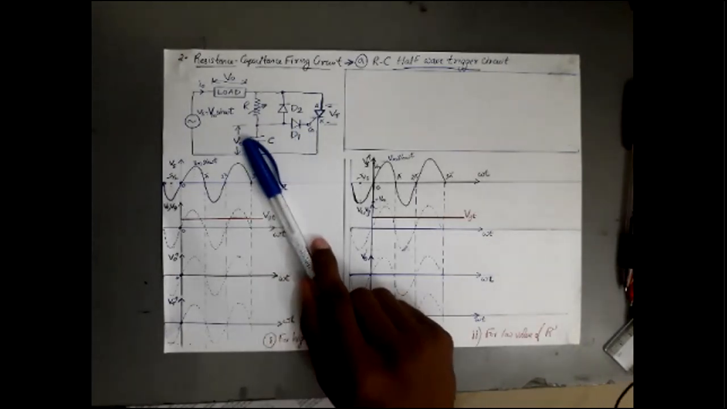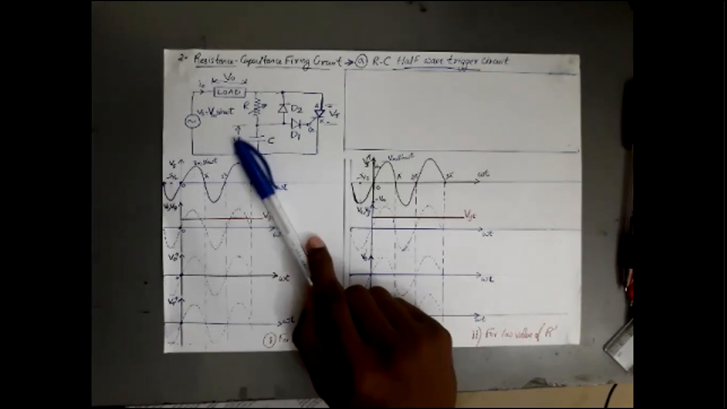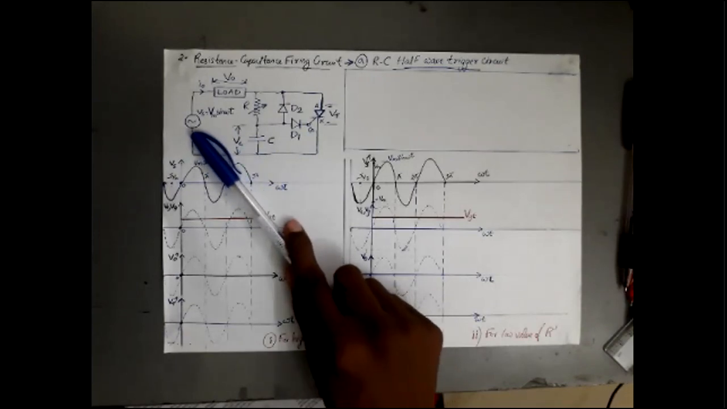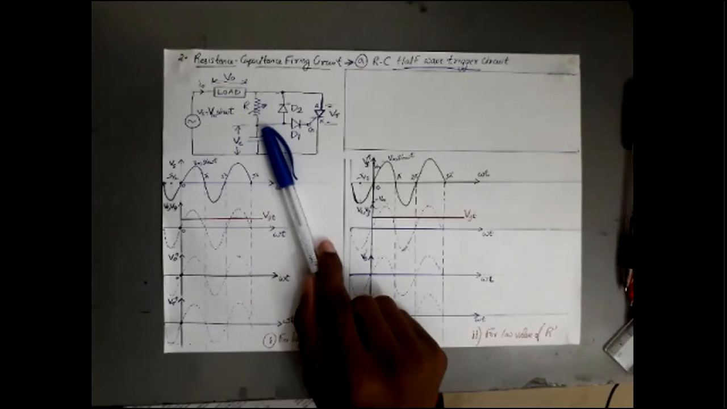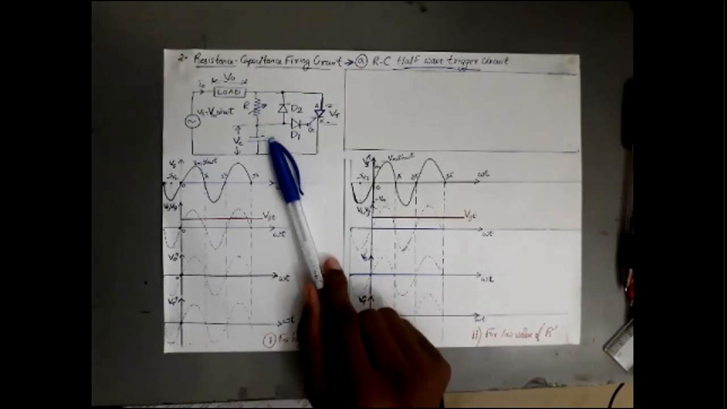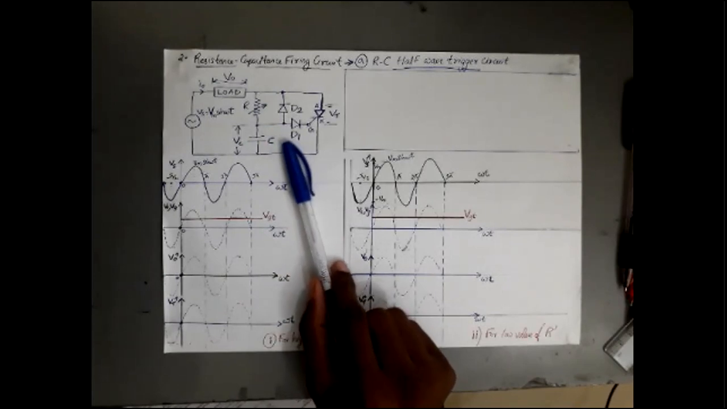And as you know, during the positive half cycle, when the voltage across my capacitor has reached the minimum voltage required to trigger my circuit, that is VGT.